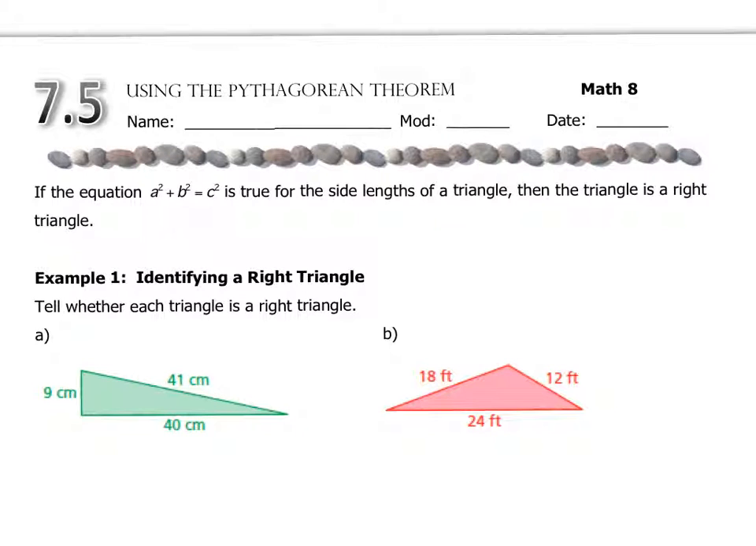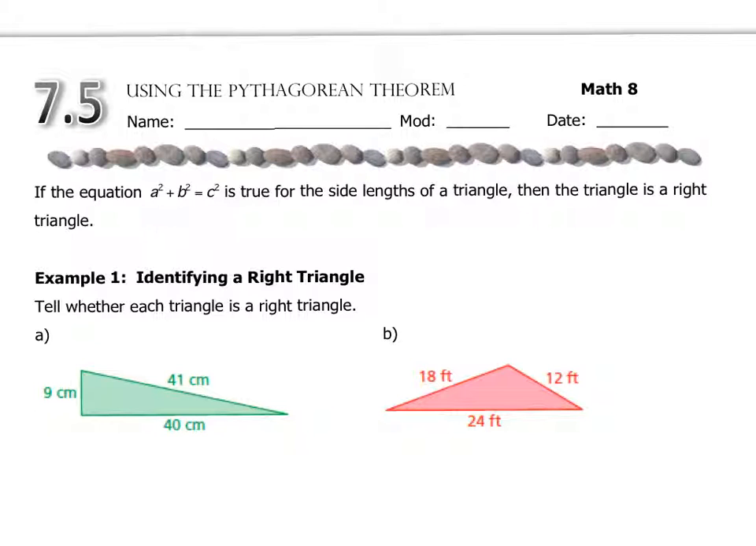In this lesson, we look at two things. One is what's called the converse of the Pythagorean theorem. And then the other thing that we do is we take the Pythagorean theorem and we apply it to the coordinate grid to find the distance between two random points.